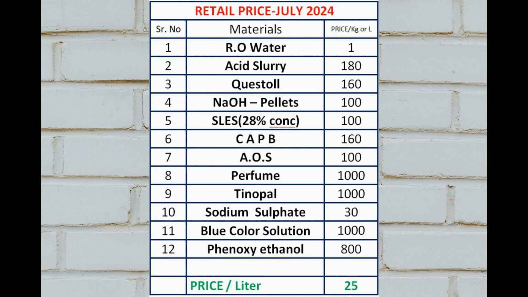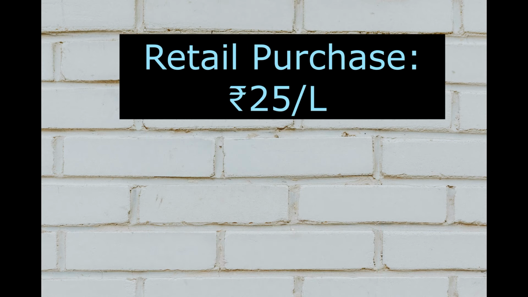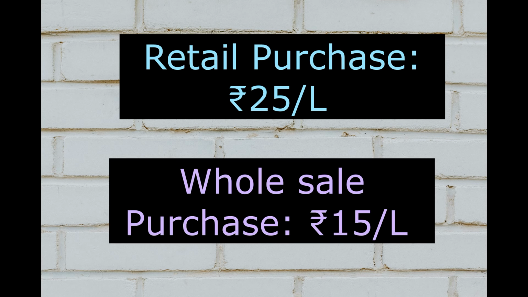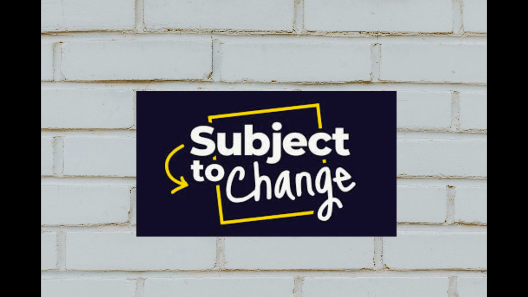I have purchased all the raw materials in a retail manner. This is my price list. As per this price list, for me to prepare 1 liter of liquid detergent, it is 25 rupees. Suppose if we purchase raw materials in a wholesale manner, we can bring the manufacturing cost of 1 liter down to around 15 rupees. But I accept the price is not universal. It is subject to variation with respect to shops, location, or quality.